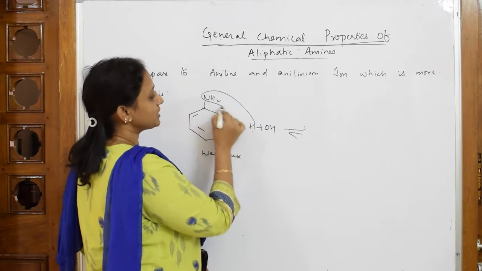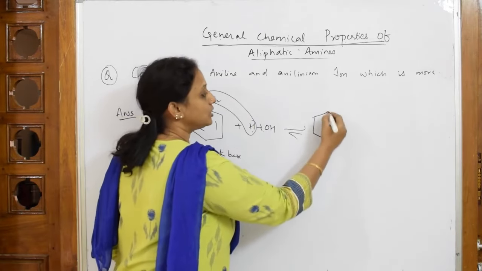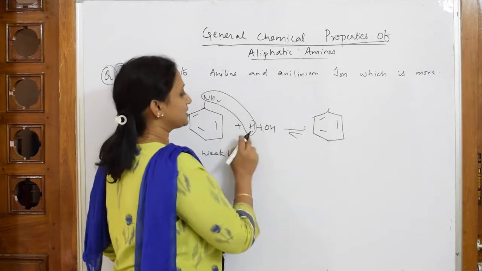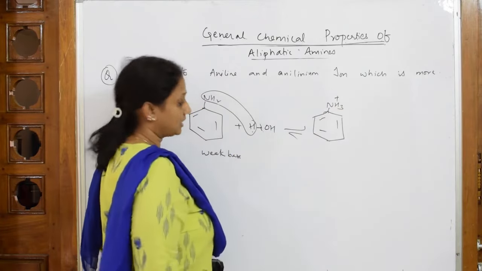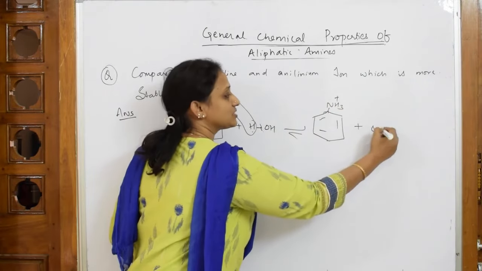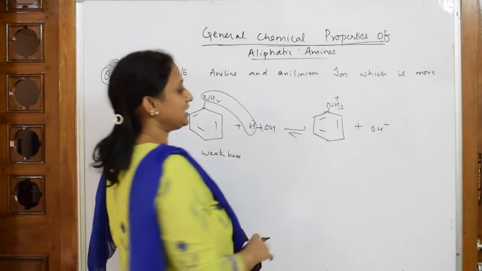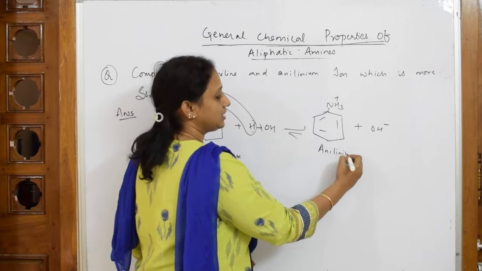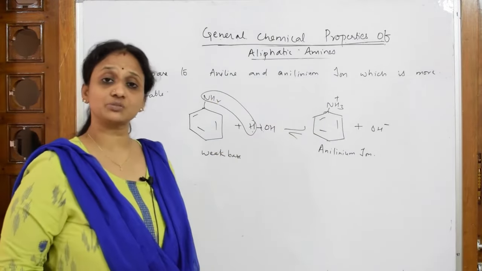So when this picks up H plus ion from here, breaking this bond, this is going to form a new ion. Just see, NH2 plus H becomes NH3 plus. And OH minus is released. Because it is releasing OH minus, it's a weak base. Now, this is called anilinium ion. Anilinium ion. So, what did they ask me? Compared to aniline and anilinium ion, which is more stable.